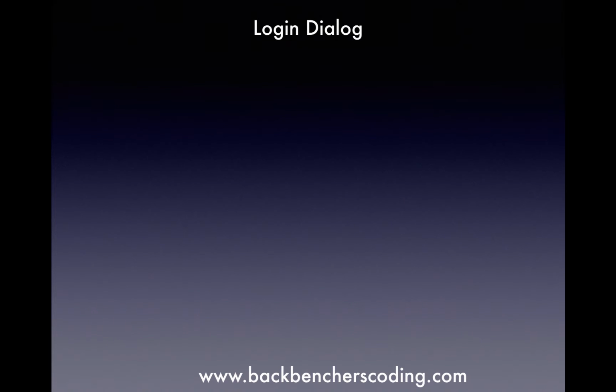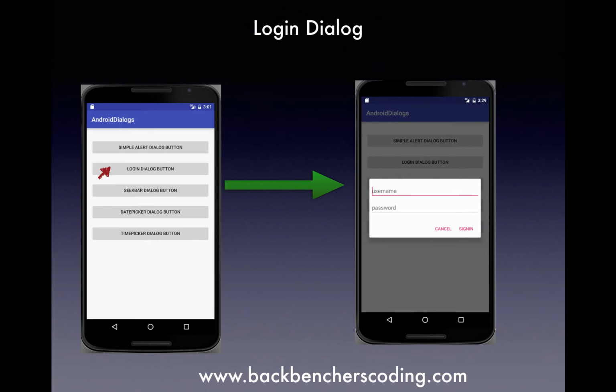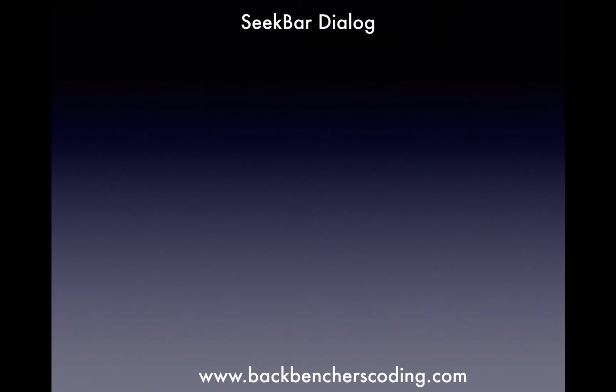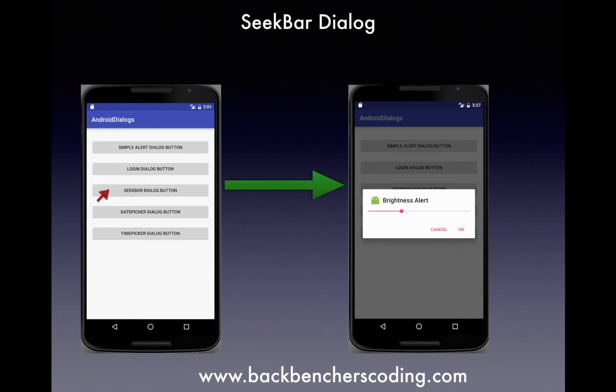Next, we have login dialog. On clicking on login dialog button, it shows this dialog window which prompts the user to enter additional information. Next is seek bar dialog. A seek bar is a draggable thumb which the user can drag left or right to set the current level of the attribute it represents. Here, the attribute is brightness.